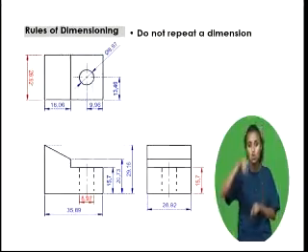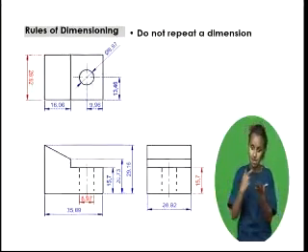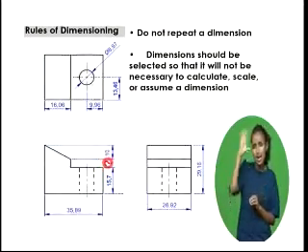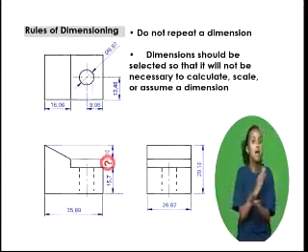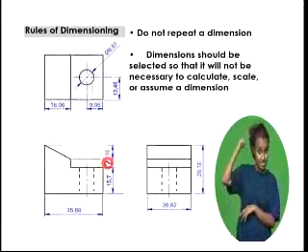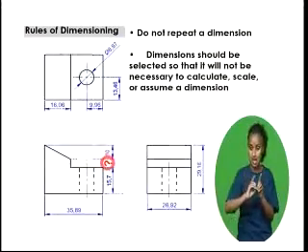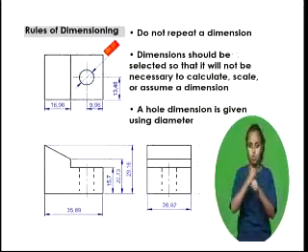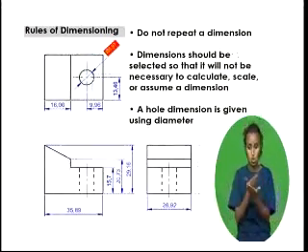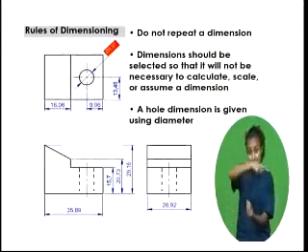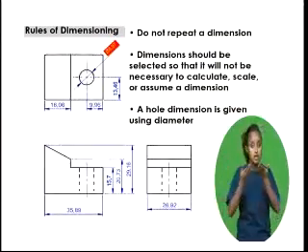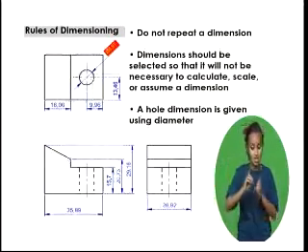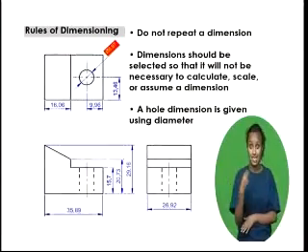Dimensions should be selected so that it will not be necessary to calculate, scale, or assume a dimension during manufacturing. As you see on the screen, all the necessary dimensions are specified clearly. This helps the workman to construct the object easily. On a circular view, a whole dimension is given using diameter, not radius. The dimension given in yellow color specifies the diameter of the circle.